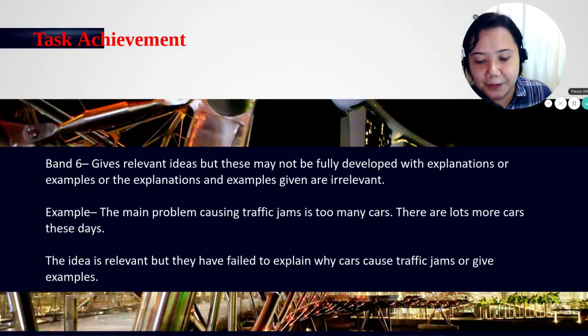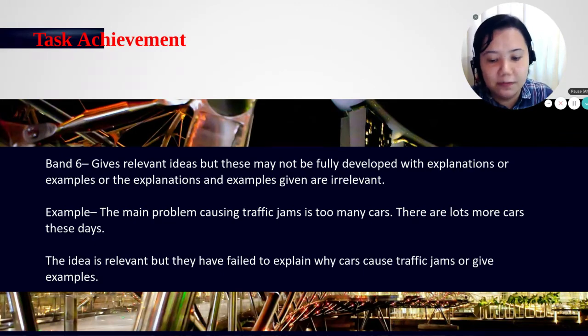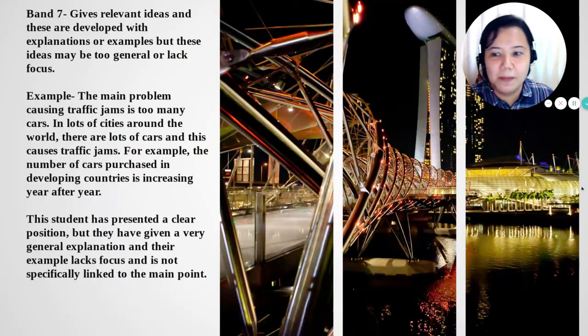Now that we know how to score above a 5, we need to look at the difference between band 6, 7, and 8 for task achievement. So you have your band 6. Band 6 gives relevant ideas, but these may not be fully developed with explanations or examples, or the explanations and examples given are irrelevant. So that's for band 6.